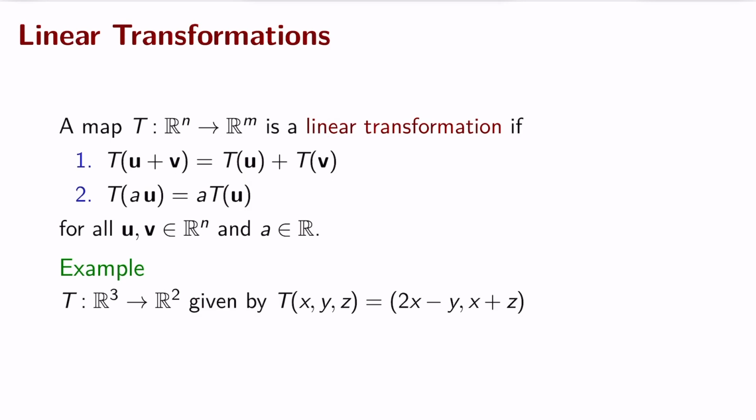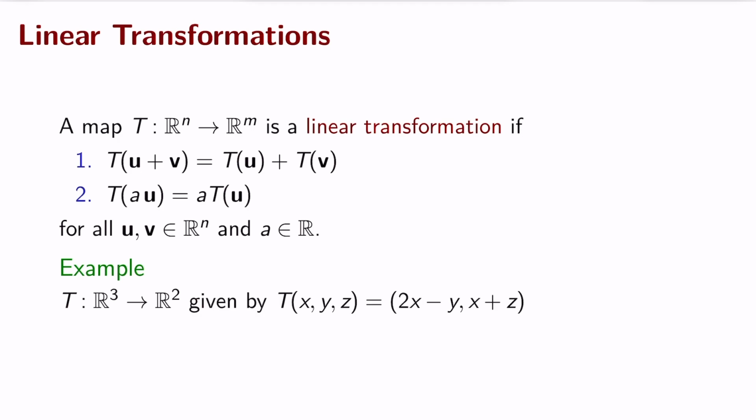And it should satisfy that for multiplication by scalars, if we multiply the vector by a number and then do the transformation, it should be the same as if we do the transformation of the vector and then multiply it by a number. That in general does not happen, but if the map is a linear transformation, these two conditions have to be satisfied for any vectors u and v, and for any number that we put there.